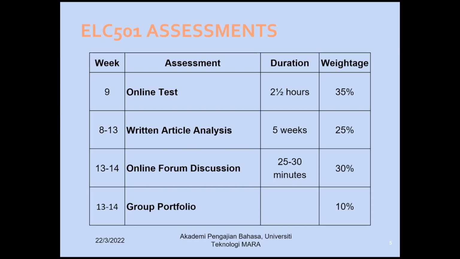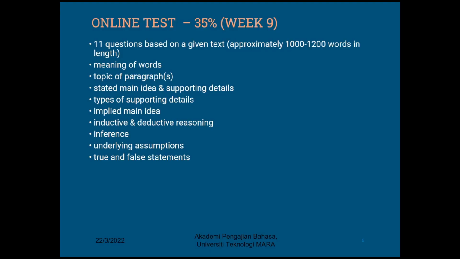Okay, so we'll be looking at the assessments one by one. So first one, online test, 35% on week 9. You will be given 11 questions based on a given text, approximately 1,000 to 1,200 words in length. What you will be tested on is the meanings of the words, what the word means based on the dictionary. You can use a dictionary for this. I will explain it in a bit, but you can find the meanings through a dictionary, you can find online. But make sure the meaning of the words really reflects what the question asks.